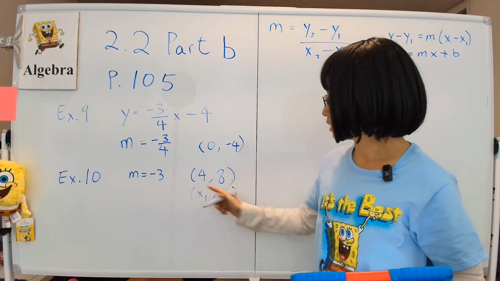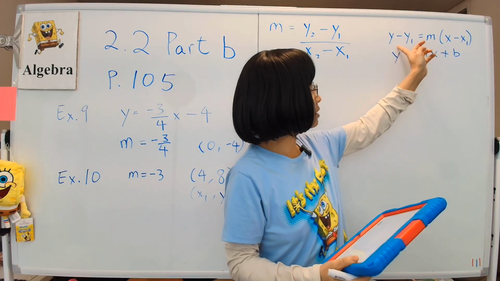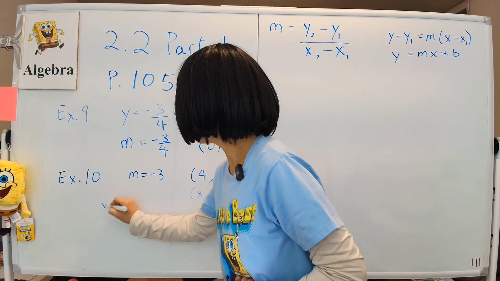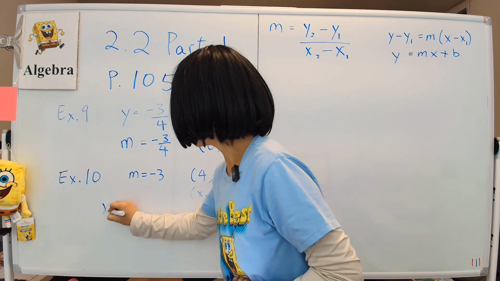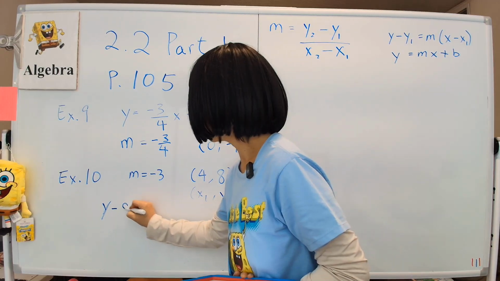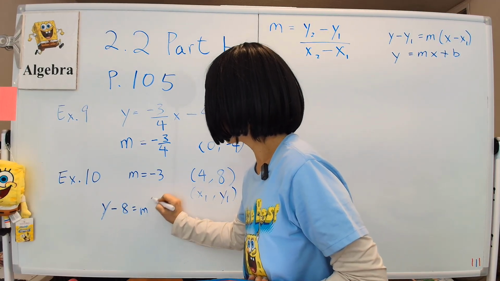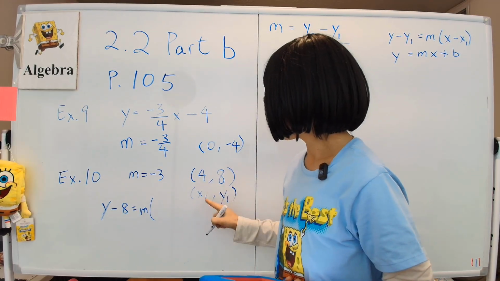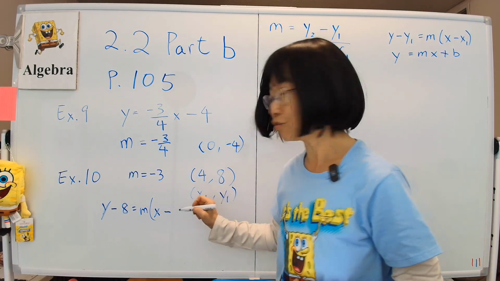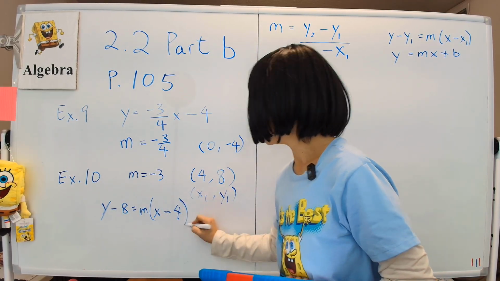Now, if that is the case, then we'll put everything in this equation right here. The equation stands as y minus y1, which is 8, equals m times x minus x1. X is the variable, minus x1 in our case is 4. And that is our equation.